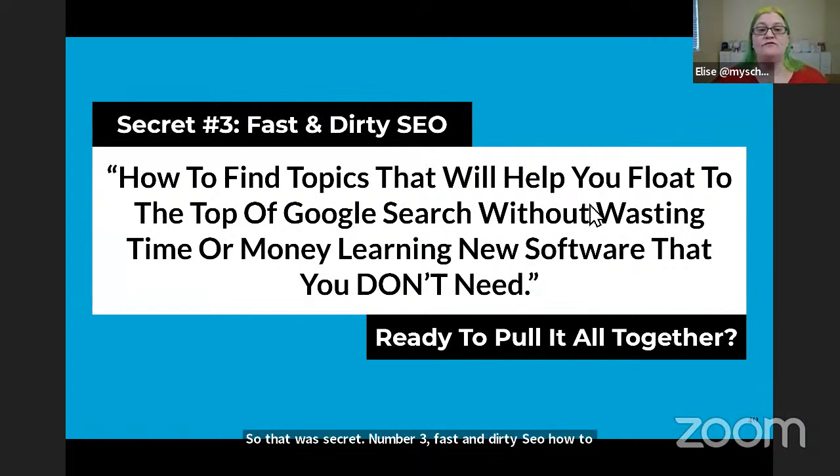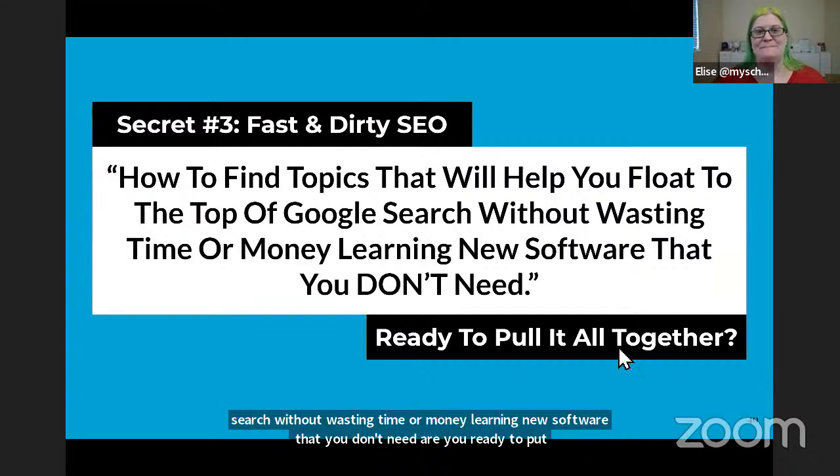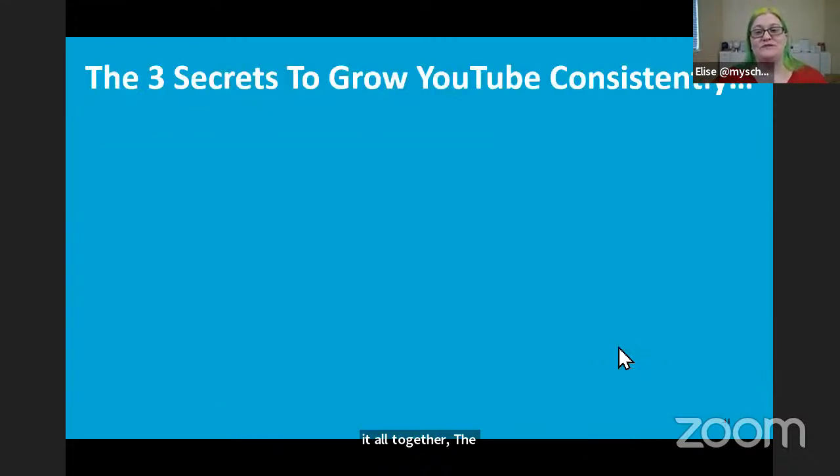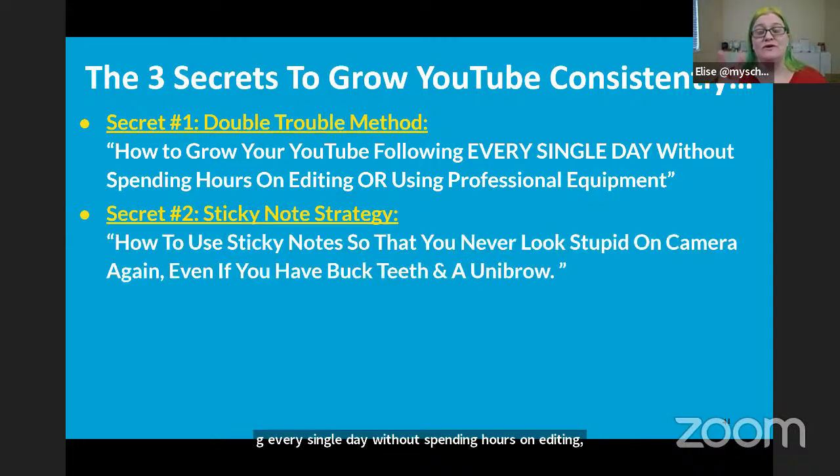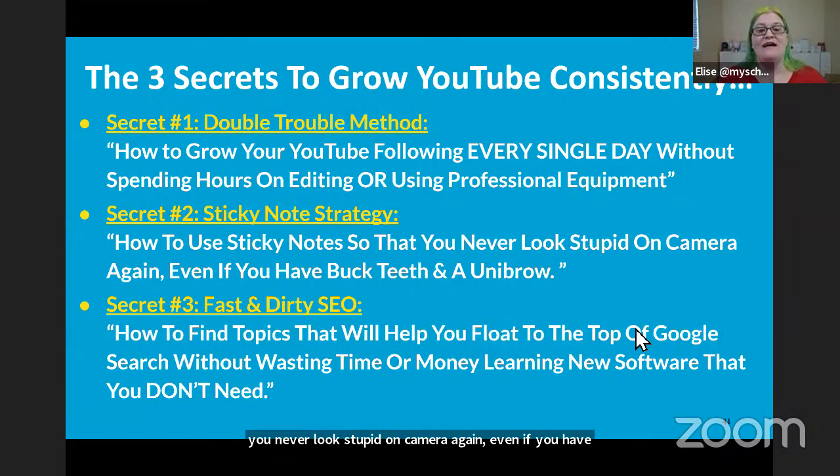So that was secret number 3, fast and dirty SEO. How to find topics that will help you float to the top of Google search without wasting time or money learning new software that you don't need. Are you ready to put it all together? The 3 secrets to grow your YouTube channel consistently are secret number 1, the double trouble method, how to grow your YouTube following every single day without spending hours on editing or using professional equipment. Secret number 2, the sticky note strategy, how to use sticky notes so that you never look stupid on camera again, even if you have buck teeth and a unibrow. Secret number 3, fast and dirty SEO, how to find topics that will help you float to the top of Google search without wasting time or money learning new software that you don't need.